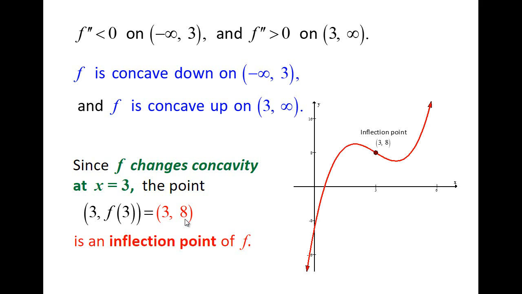And here is the graph of this function. Notice that the function is concave down up to 3. Right here at 3, this is the point (3, 8), and up to (3, 8) the function is concave down, and after (3, 8) the function is concave up. And so again, if you look at the tangent line at any point on the left of 3, it lies above the graph. And if you look at the tangent line at any point to the right of 3, it always lies below the curve.